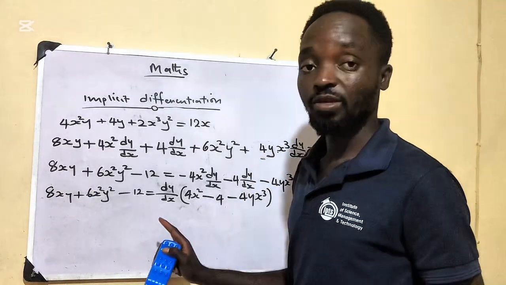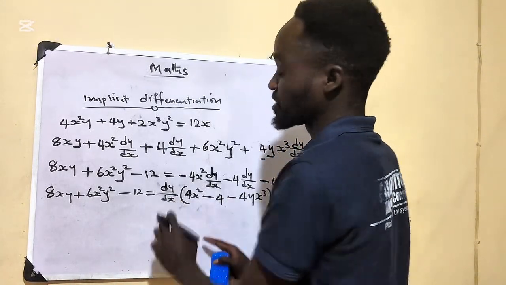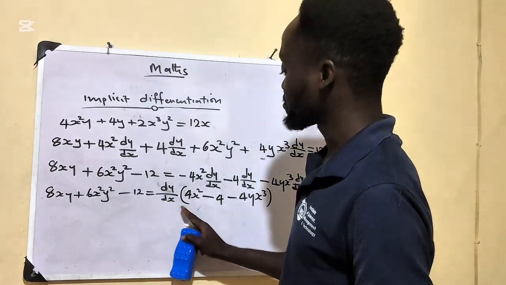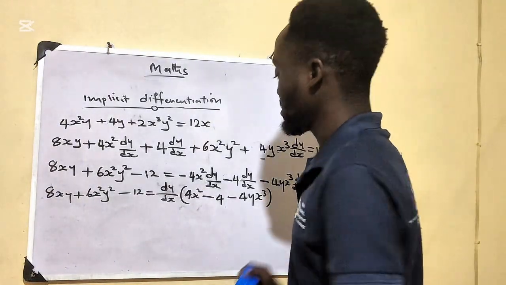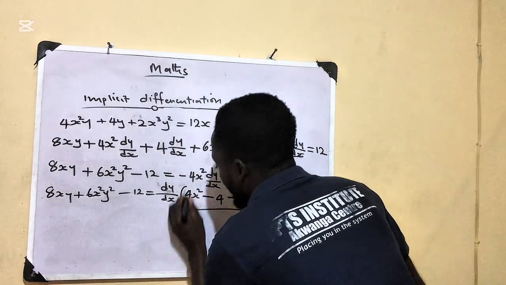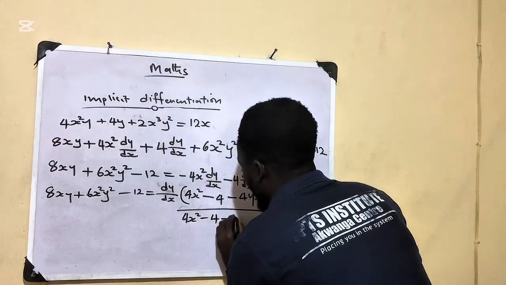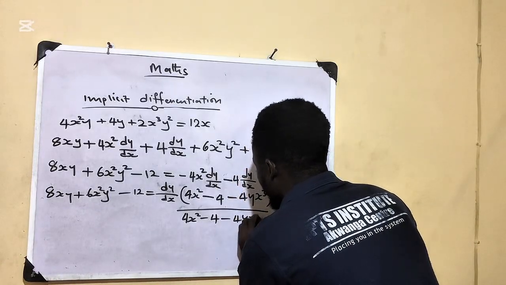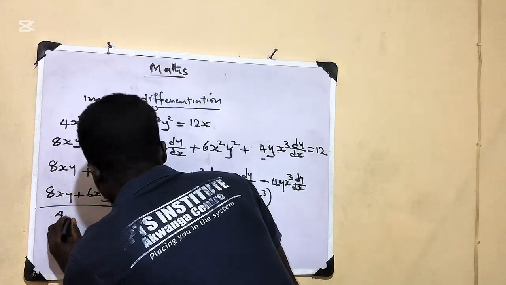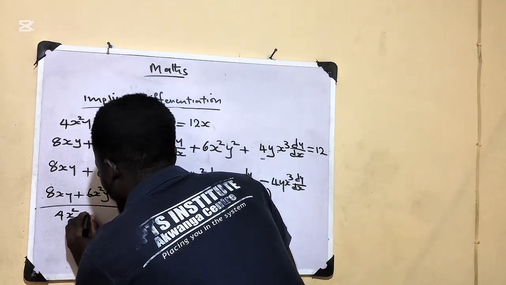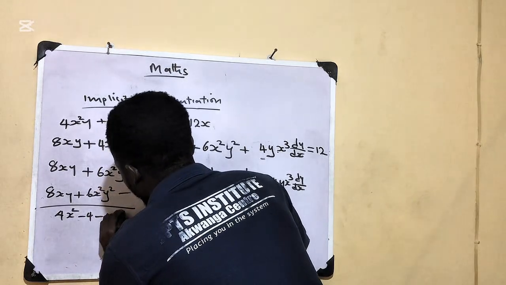So what I want to do next from here is to divide both sides by what is in the bracket, so that I will make dy dx the subject of the formula. So to achieve that, I will divide both sides by what is entirely in this bracket, okay? So if I do it, I will say all over, so we'll have 4x squared minus 4 minus 4y x to the power of 3. This side I will also divide everything here by 4x squared minus 4 minus 4y x to the power of 3.